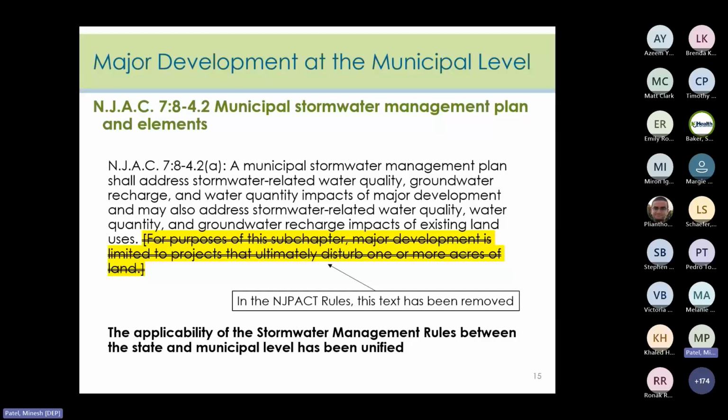Also, we saw earlier in Module 1 at N.J.A.C. 7:8-4.2, in the previous version of the rules, you can see the following text was included as part of 4.2a. It reads as, for purposes of this subchapter, major development is limited to projects that ultimately disturb one or more acres of land. In the new rules, this text has been removed. This change has now unified the applicability of the stormwater management rules between the state and municipal level.